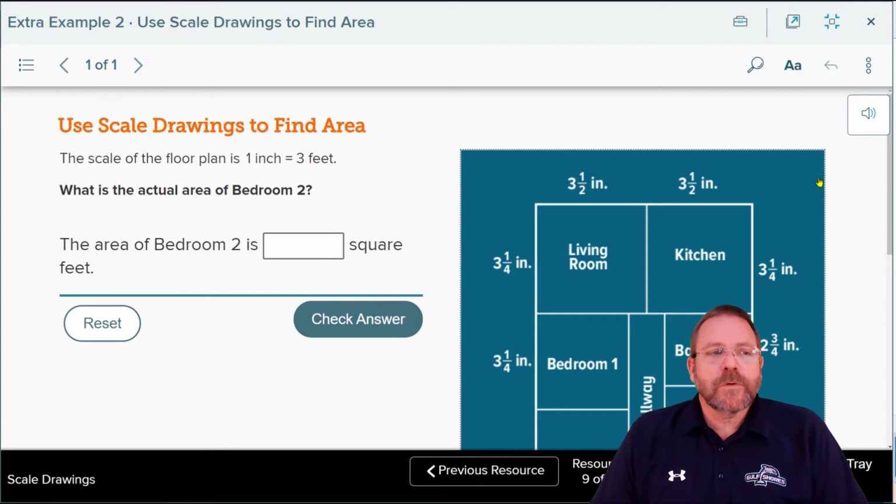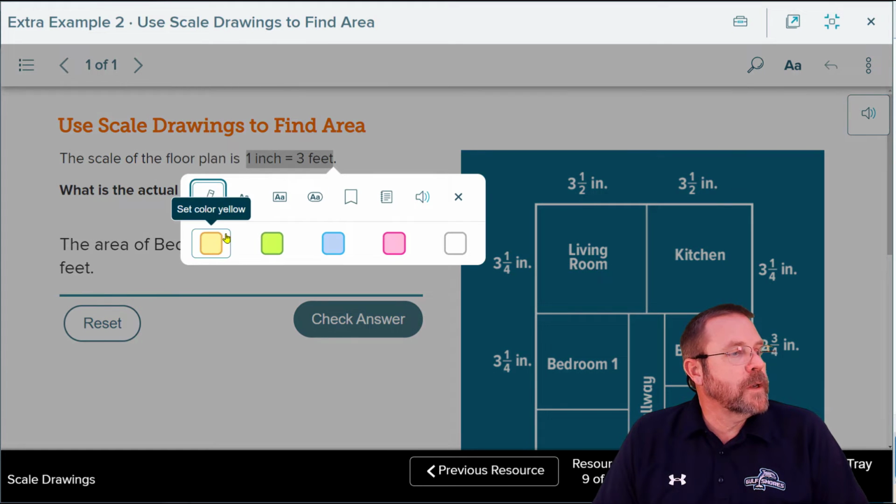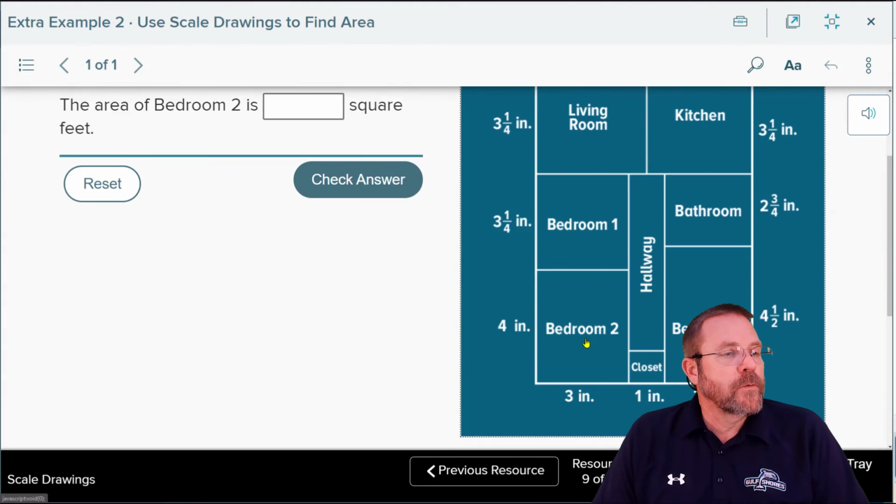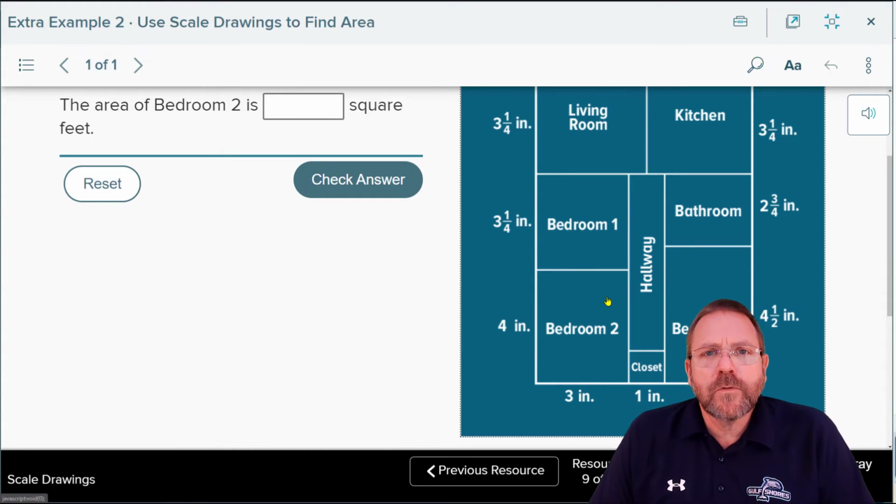Now it's going to be your turn. We're going to set this up for extra example number 2, where you've got to find the actual size of bedroom number 2. We still have a scale of 1 inch is equal to 3 feet. Bedroom number 2 is 4 inches by 3 inches. Go ahead and give me all your supporting work, and let's see if we can get the right answer.